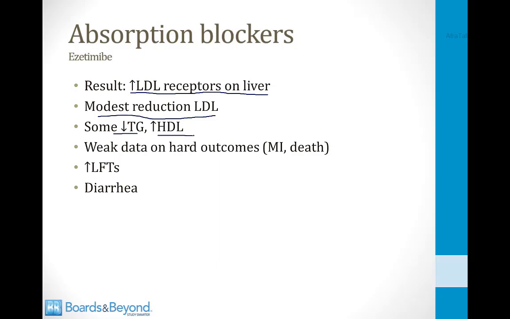The problem with ezetimibe is that it has relatively weak data on hard outcomes. For example, there's relatively limited data showing that it reduces the rate of MI and death. There is some, but not as much as for statins, and therefore this has never been as popular a drug as the statin drugs. Much like the statins, it can also increase LFTs, and another side effect is diarrhea by causing disruption of absorption in the intestine.